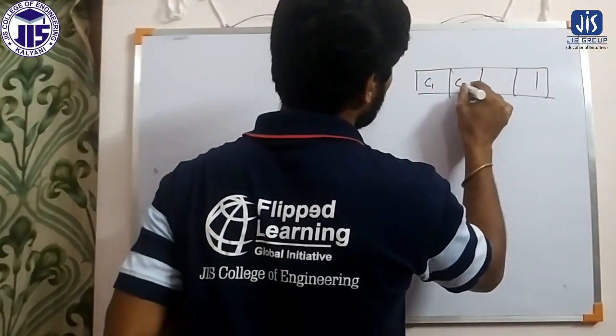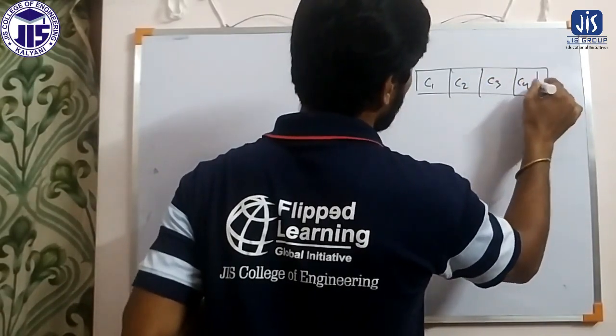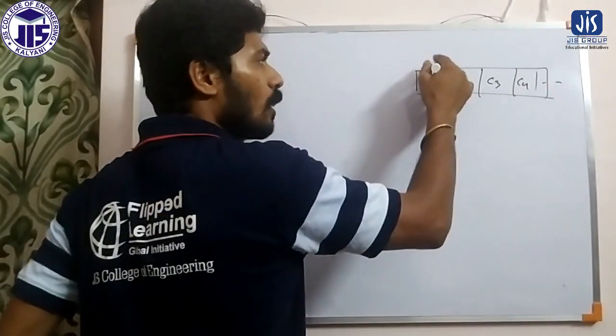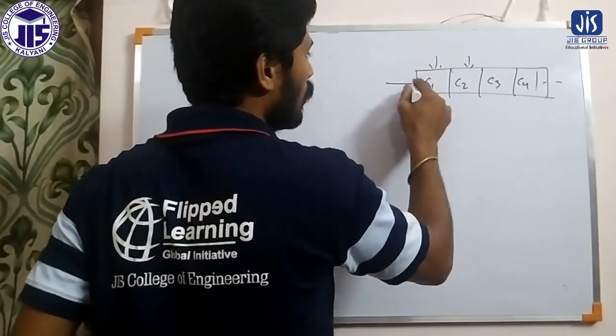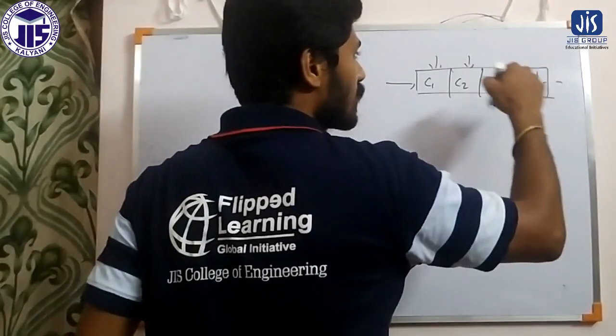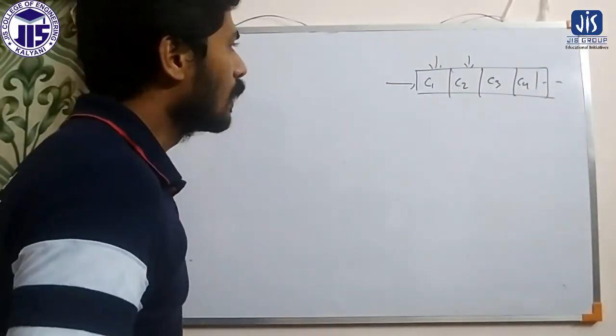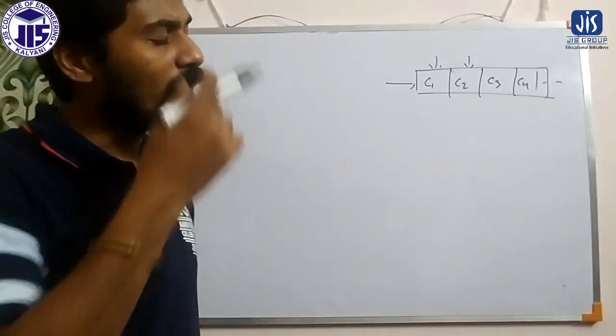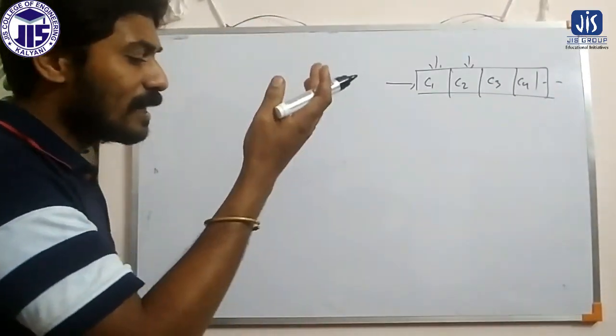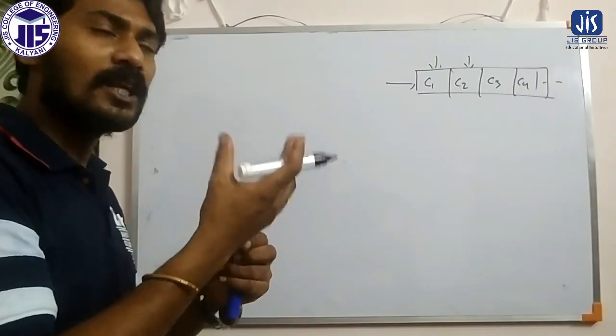so column 1, column 2, 3, 4 and so on. There are multiple columns, but only one row. So this is an example of a one dimensional array. Now how do we declare a one dimensional array? In a one dimensional array declaration we have basically three components.